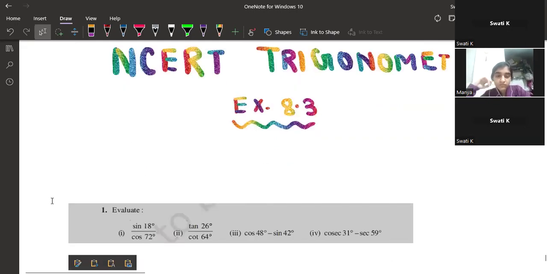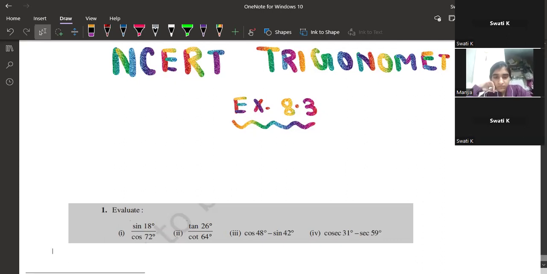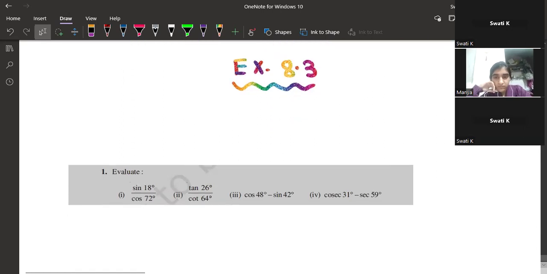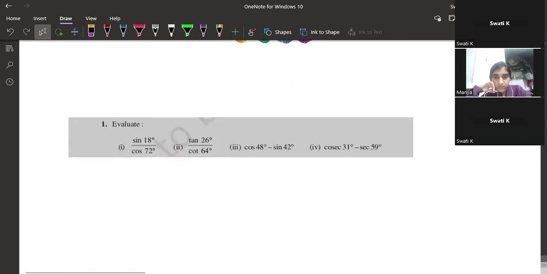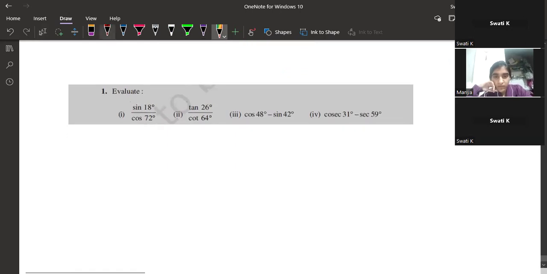So the questions are: evaluate sin 18 degree upon cos 72 degree, tan 26 degree, cot 64 degree, and then the other two questions also. So let's solve the first question, Manya. In the first question, you have sin 18 degree and cos 72 degree, right? Do you know the values of sin 18 degree and cos 72 degree?